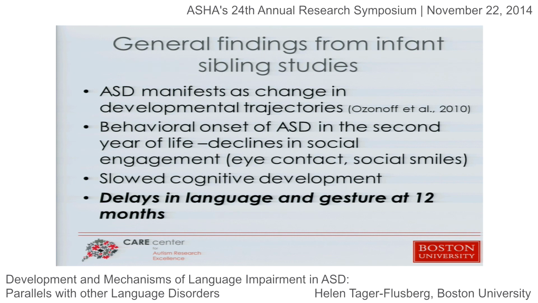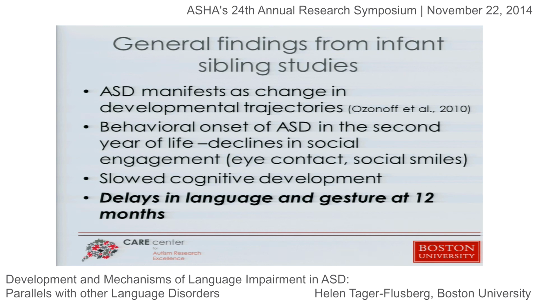Okay. So what are some of the general findings? And I'm really just skimming over what is now well over 100 papers, the first of which was published just about 10 years ago. And that is that autism manifests as a change in developmental trajectories.